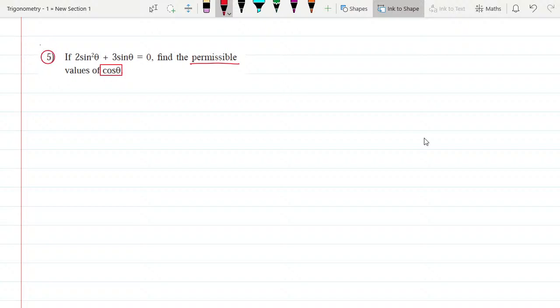Okay, so this is what they have given. If 2 sin square theta plus 3 sin theta is equal to 0, then find the value of cos theta. In simple words, if this is true then find the value of cos theta. If this is true, I can get the sin theta value from this. Once I get sin theta, I can use the identity cos square plus sin square is equal to 1. That identity I can use.